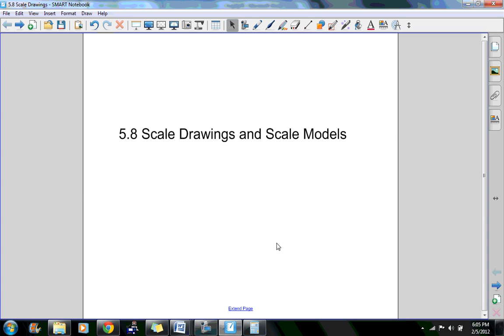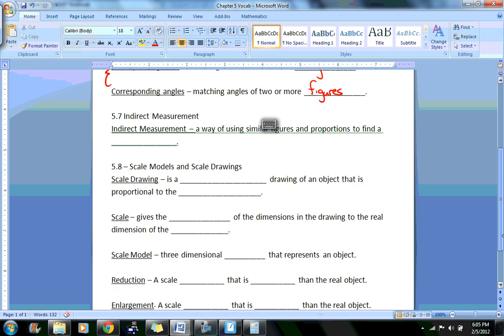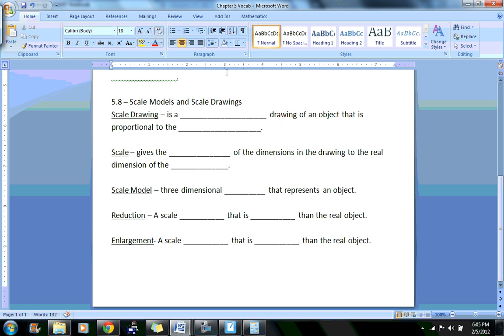Alrighty, 8th grade, we're back for the last section in chapter 5. Okay, so if we decide to pull out our vocab sheet here, which is right here. Now, we skipped the vocab from 5.7, so we're going to go down to 5.8 here.